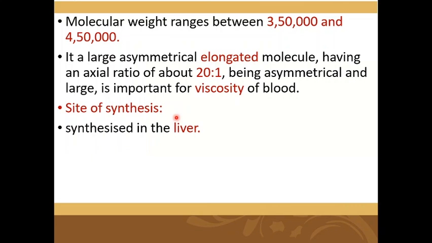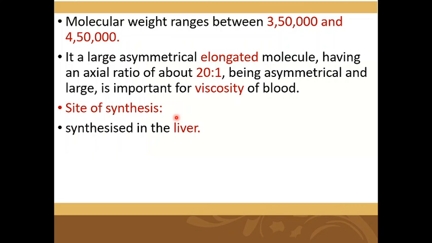Again the molecular weight, leave this. It is a large, asymmetrical, elongated molecule having an axial ratio of 20:1. It means length is more, breadth is less, elongated. ठीक है, लंबा है. Being asymmetrical and large, it provides viscosity to the blood.